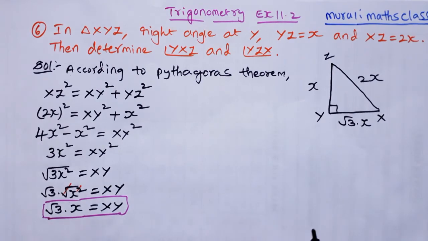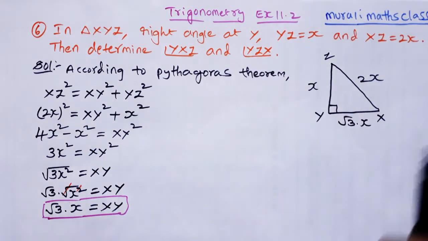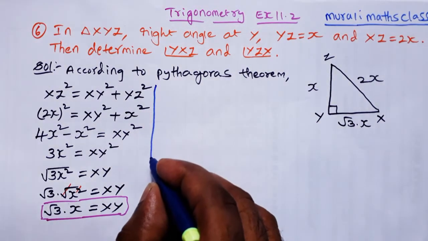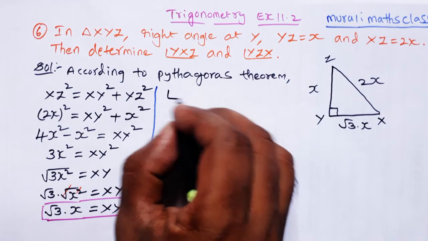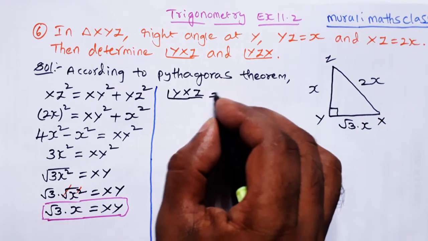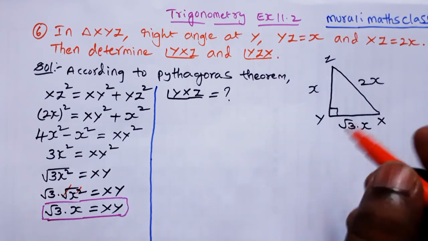But still problem is there. We need to find out these two angles, yxz, yzx. The two angles we need to find out. We will find out now. Yes. So first we will take first angle, that is angle yxz, this angle we need to find out. So where is that angle? I will mark in the diagram here.